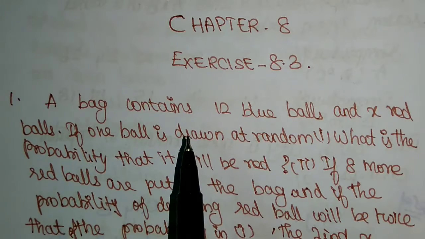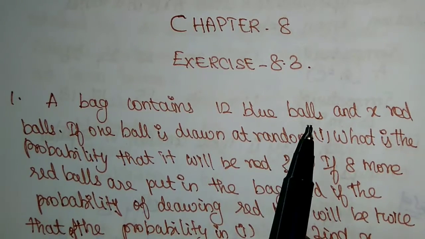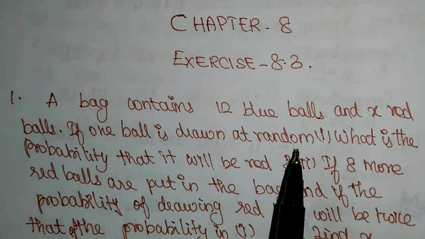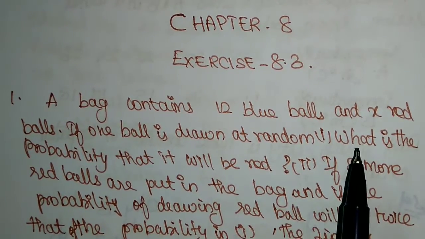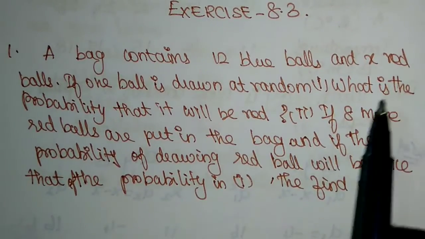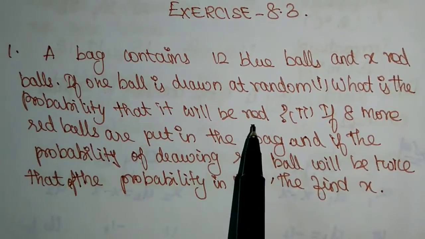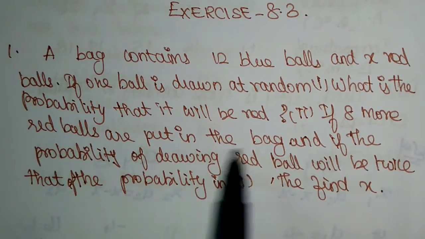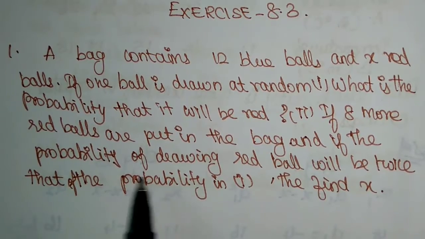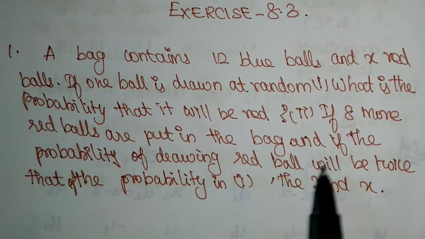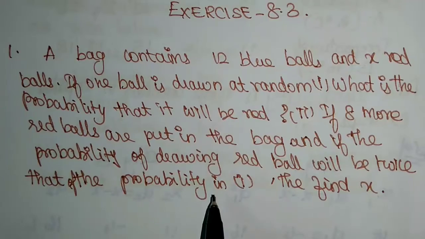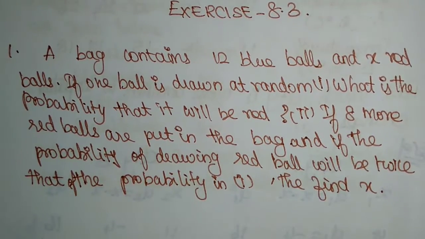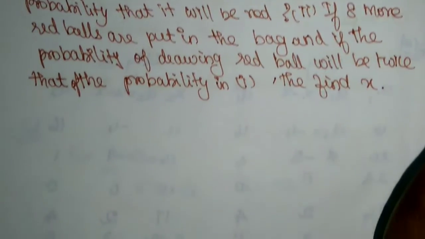The first problem: a bag contains 12 blue balls and x red balls. If one ball is drawn at random, what is the probability that it will be red? Second question: if 8 more red balls are put in the bag and the probability of drawing a red ball will be twice that of the probability in the first question, then find x. Okay, now we have to find x.